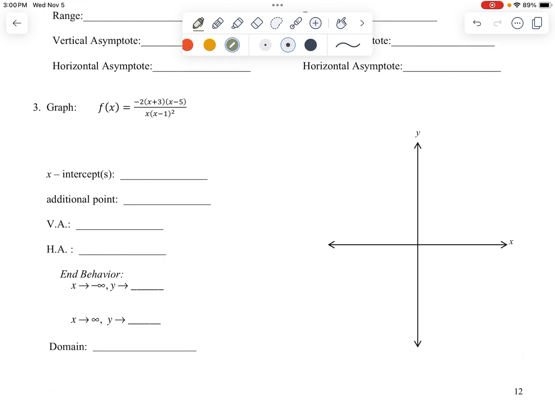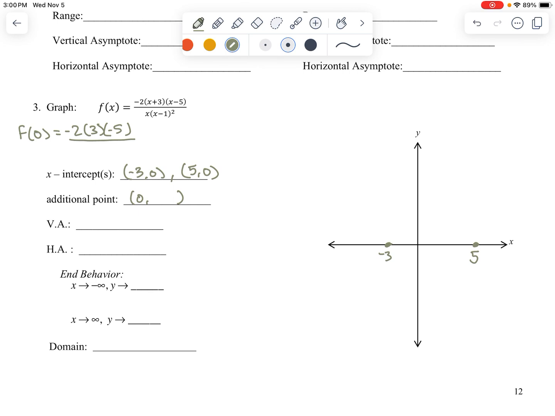Okay. So the x-intercepts are hiding in the numerator. They are -3, 0. That's the opposite of x plus 3. And then 5, 0. So -3 and 5. For an additional point, 0 is the easiest number to sub in. That's also your y-intercept. So it's going to be -2. Well, 0 plus 3. So everywhere I see x, I'm going to plug in 0. So that's 3. 0 minus 5 is -5.